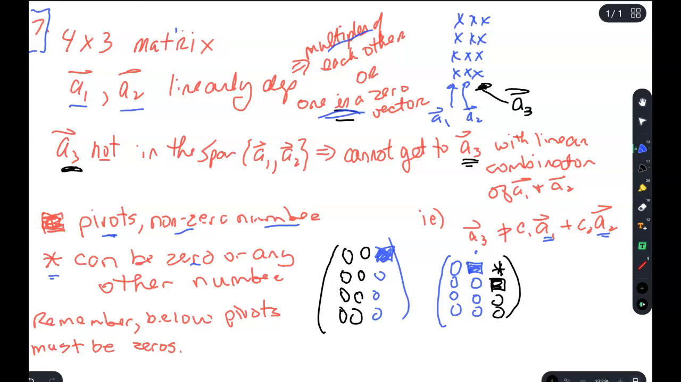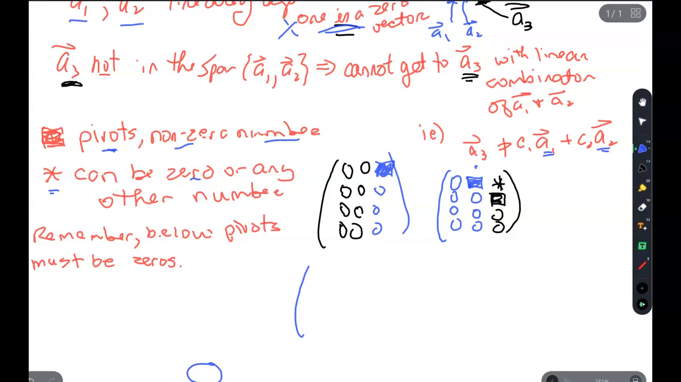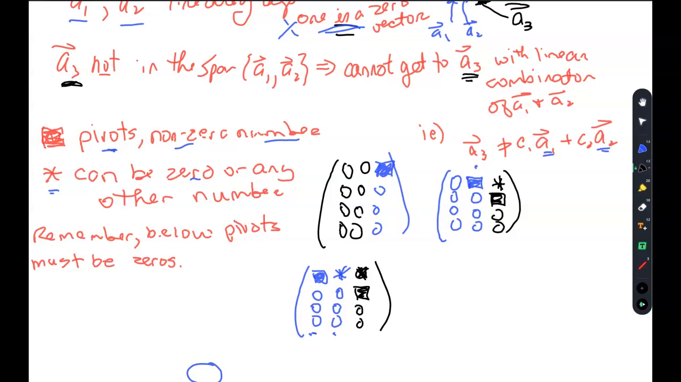Okay, so what if I didn't want to have a zero vector and I just wanted to show multiples? Then I could make a pivot here and zeros below the pivot. And then I could put a star here and zeros below. So I can see that these two are multiples of each other. And then the third column would have a star, and then a pivot here and zeros below it.